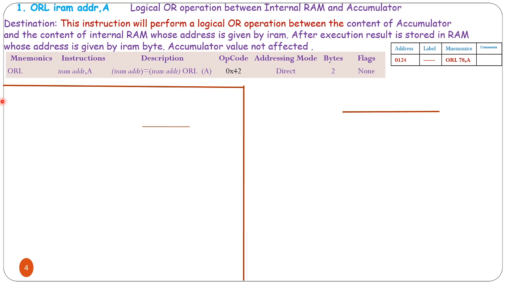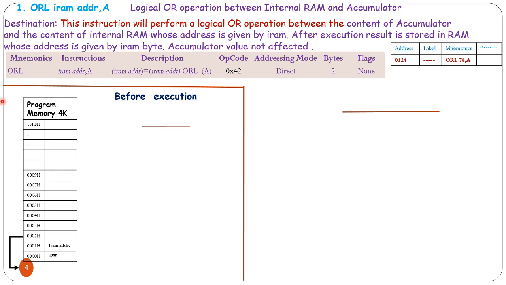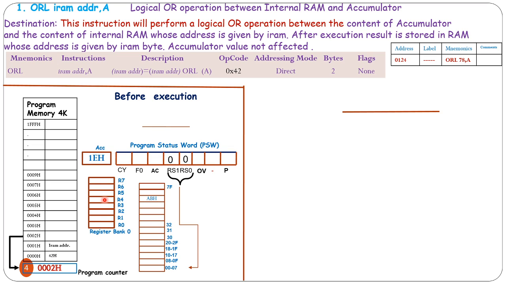The content of the accumulator and random access memory are logically ORed. Before execution, this instruction is stored in program memory. The operation code of this instruction is 42H, needing one memory location for the opcode and a second for the address of internal RAM, so this is a 2-byte instruction. The content of the program counter register is now 0002H. Before execution, the content of the accumulator is 1AH, and the content of random access memory 78H is ABH.